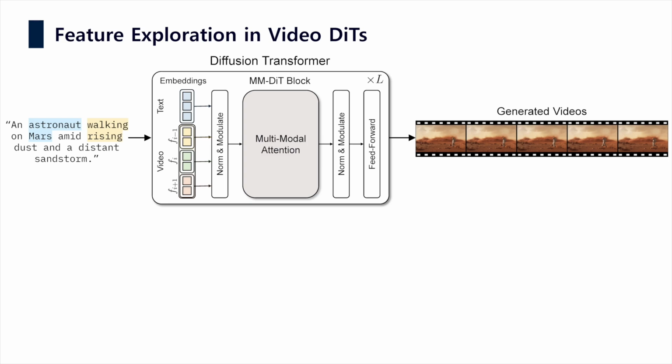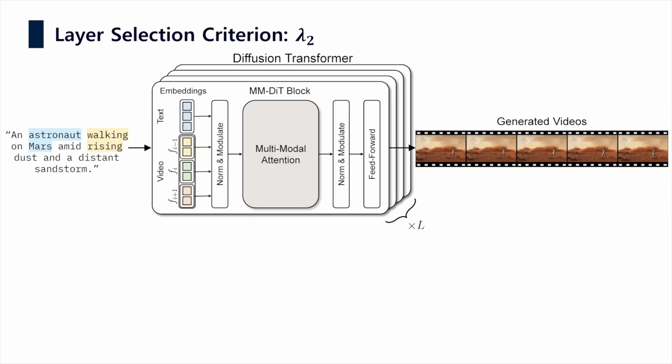We start by looking inside a video DIT. A video DIT receives a text prompt and video latents, and then generates video frames through repeated transformer blocks. So to explain the generated video, we first inspect which internal features contribute to the generation process. First, a video DIT is not a single block. It consists of many repeated DIT blocks, and not every layer is equally useful for interpretation. Some layers contain low-level or noisy features, while others contain clearer semantic information. So before constructing a saliency map, we need to decide which layer to analyze.